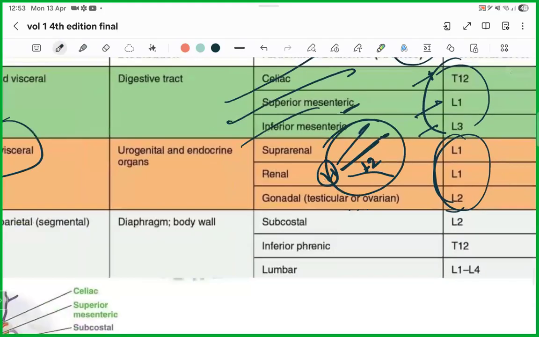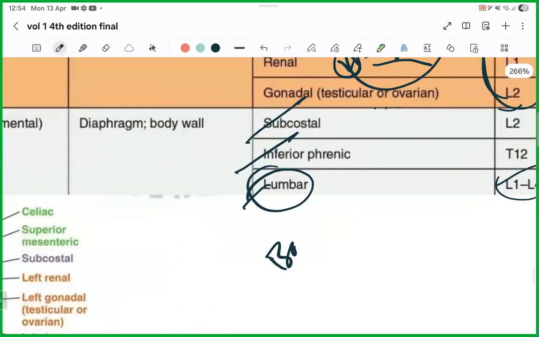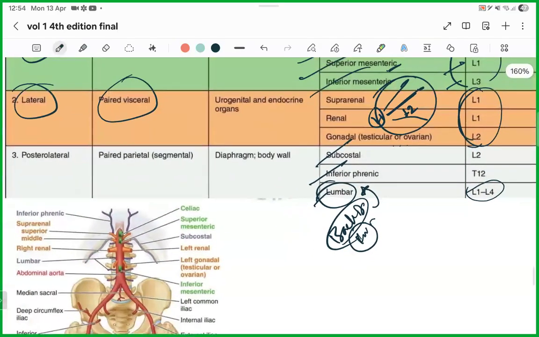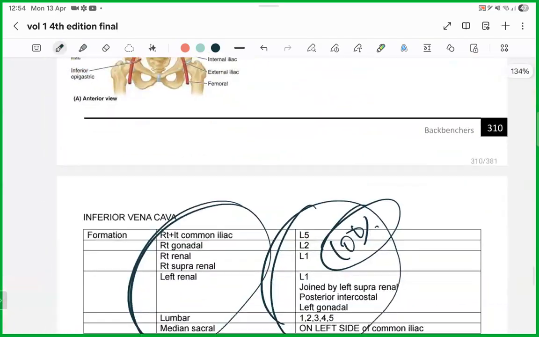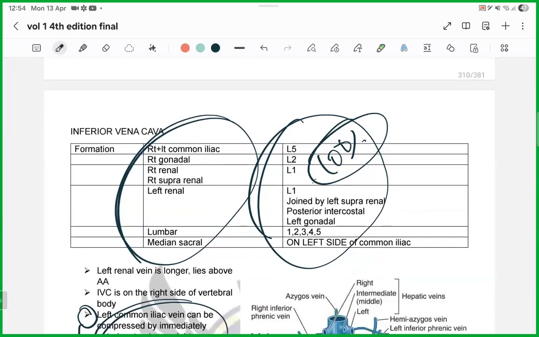Suprarenal, renal, gonadal. Then posterior lateral: subcostal, inferior phrenic, lumbar. Remember this thing, lumbar. Any back bleeding, any difficult back bleeding during kidney operation or any abdominal operation is from lumbar arteries. Inferior vena cava formation and vertebral levels are 100% important. Very, very important.